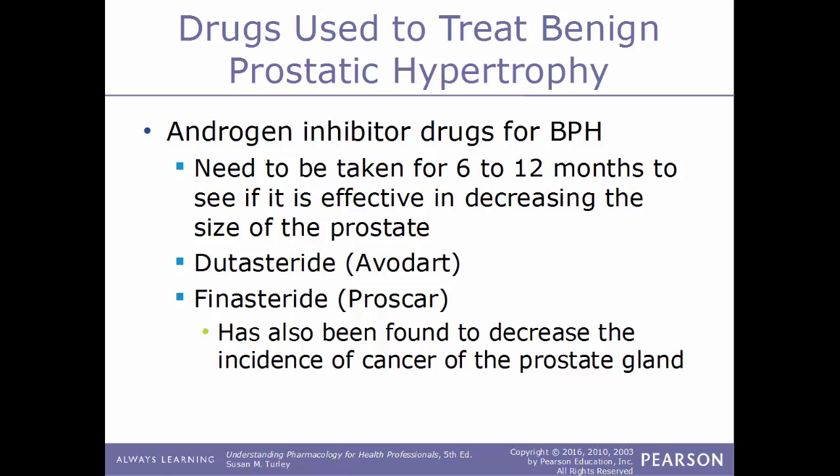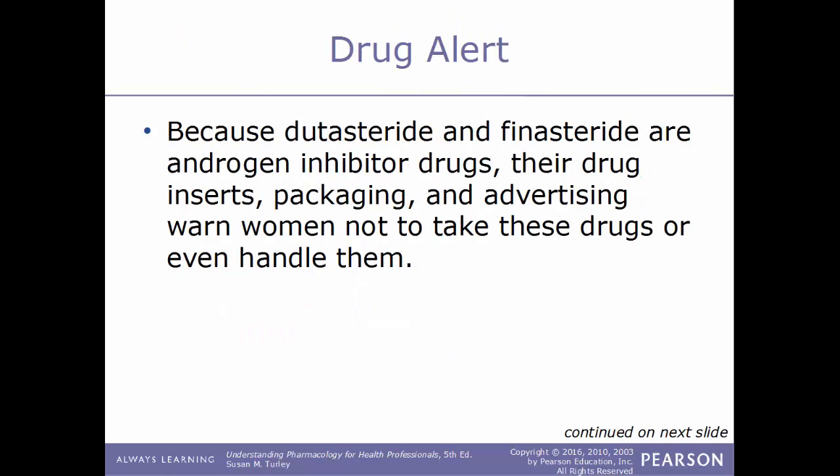Some examples of this class of drug would be dutasteride, also known by the trade name Avodart, and finasteride, also known by its trade name Proscar. And this drug has also been shown to decrease the incidence of cancer within the prostate gland. Alright, now a quick drug alert. Because the drugs dutasteride and finasteride are androgen inhibitor drugs, their drug inserts, packaging, and advertising warn women not to take these drugs or even handle them.